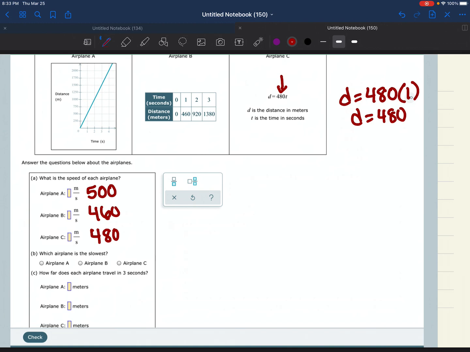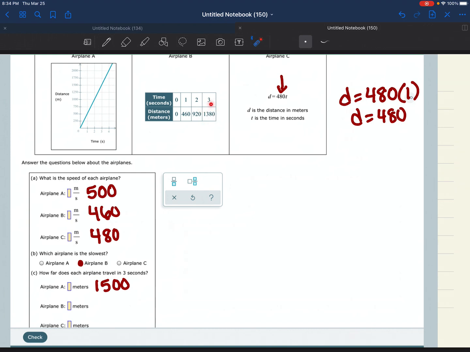Okay? All right, part B, which airplane is traveling the slowest? That would be airplane B. I keep saying train, airplane. All right, so airplane B is traveling the slowest because it's going 460 meters per second. All right, just like last one, it wants to know airplane A, how far does it go after 3 seconds? So I find 3 seconds, go up till I get to the graph. That would be 1,500 meters.